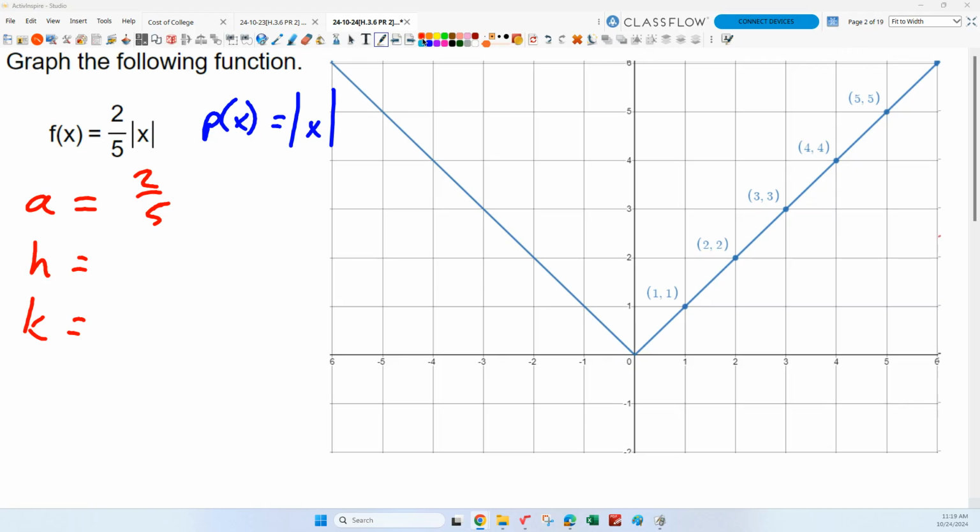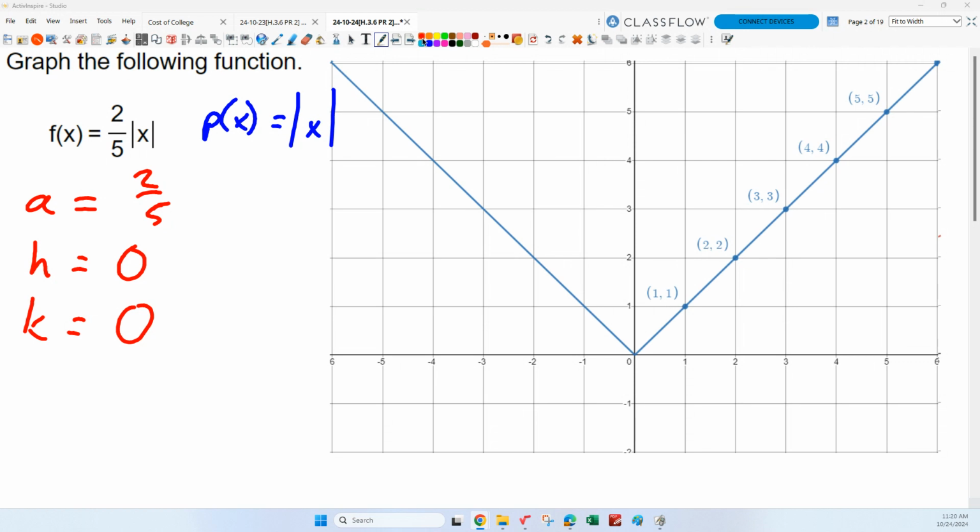How come? Because remember, h is the number that's being subtracted from x inside the function, which would mean in this case inside the absolute value bars, right? Well, what number is being subtracted from x in there? 0, because nothing shows up. What's k? 0, because nothing is being added to the function outside of the absolute value bars. Okay, so then the only thing we have to do is dilate this thing vertically. How are we going to do that?